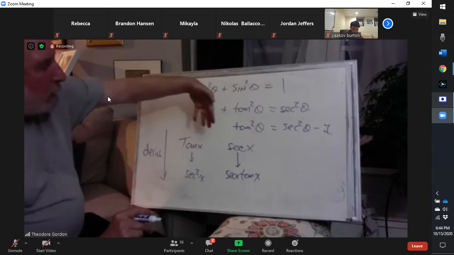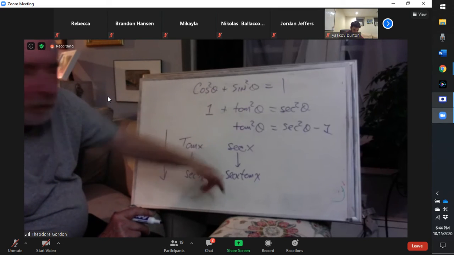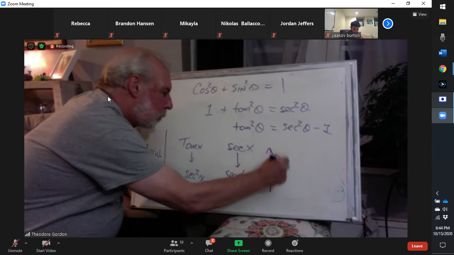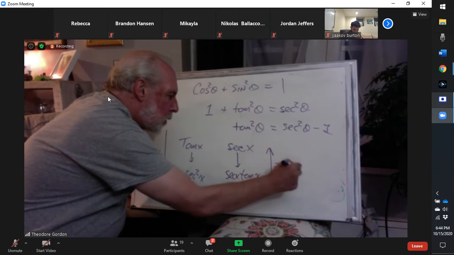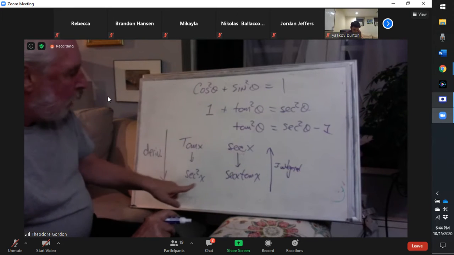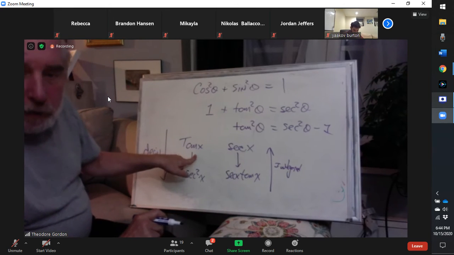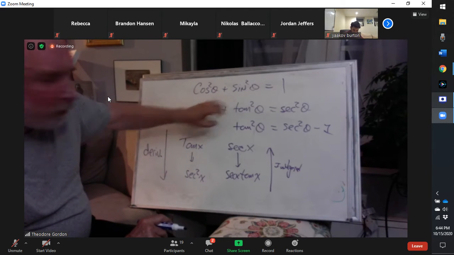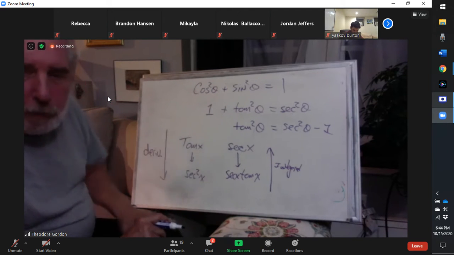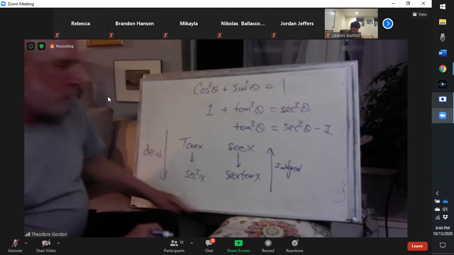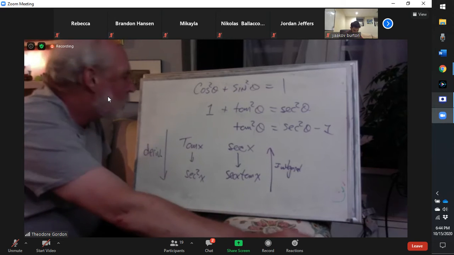So starting here, those are the derivatives. Starting at the bottom and coming back up, the integral of secant tangent is secant, and the integral of secant squared is tangent. So these two identities will come up a bunch, and the derivatives come up a bunch as well. All right. So here we go.